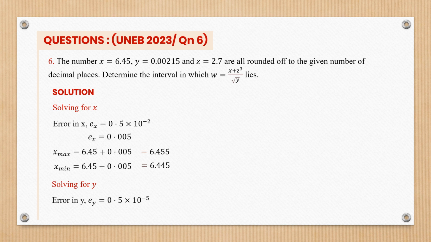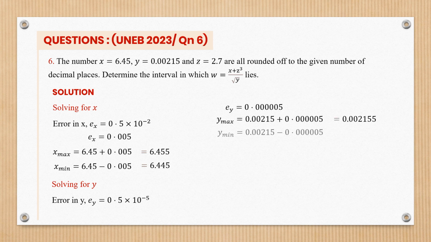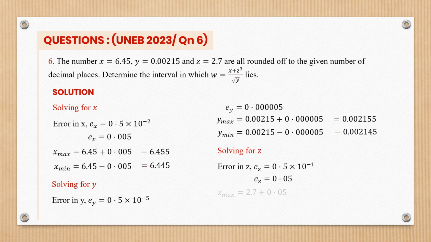Error in y shall be 0.00005, and that's because we have 5 decimal places. So now y max shall be that, and then y min shall be that value. Let's solve for z. The error in z shall be 0.05, and then we're going to have z max as 2.75, and z min shall be 2.65. All this is true because z is just simply to 1 decimal place.